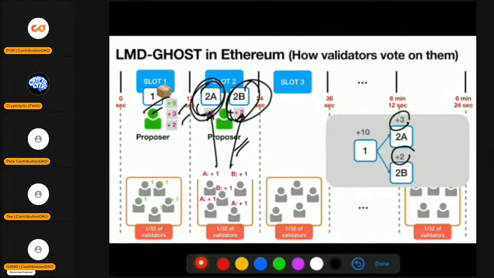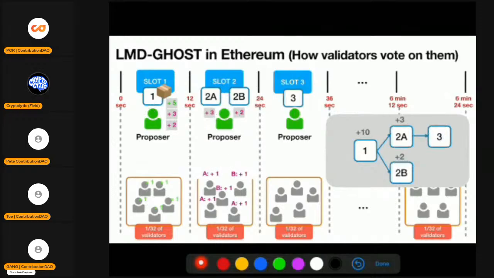And when you move to slot T, the proposer of slot T would use the fork choice rule and see that block 2A has a higher weight than block 2B. So it would build its block on top of block 2A. And this validator would vote for block T and also affect block 2A and block 1, but ignore block 2B.